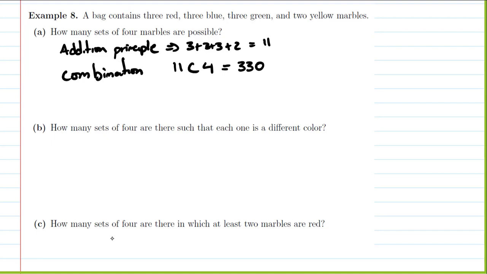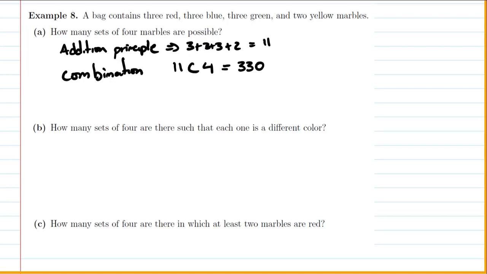Let's move on to part B. How many sets of 4 are there such that each one is a different color? So how are we going to count that? So we want to count the number of subsets of size 4 where we have 1 red, 1 blue, 1 green, and 1 yellow marble. So my first thought was to divide the 330 by the 3 and the 3 and the 2. Okay, well, let's keep thinking.